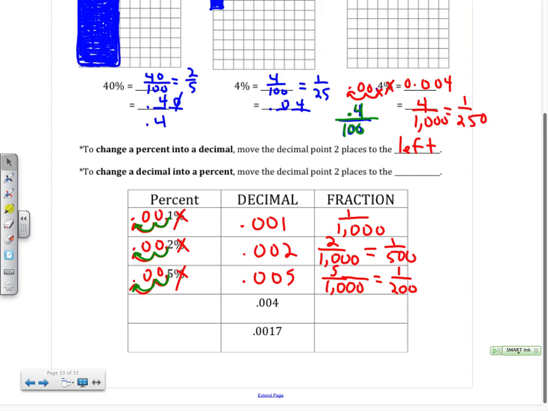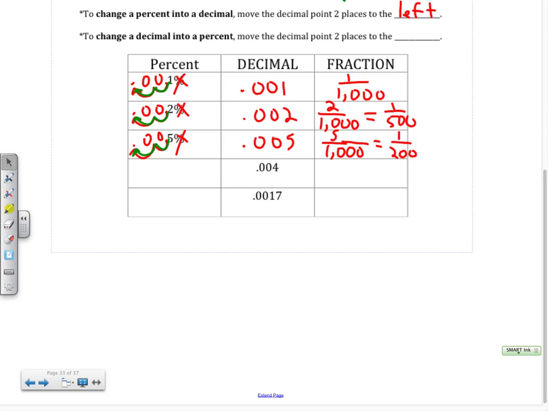All right, we can do the opposite. If I want to change a decimal into a percent, I just move the decimal point 2 places to the right, the opposite way. So let's start with our decimal point. I want to change it to a percent, move the decimal 1, 2 places. So it would be 0.4%.